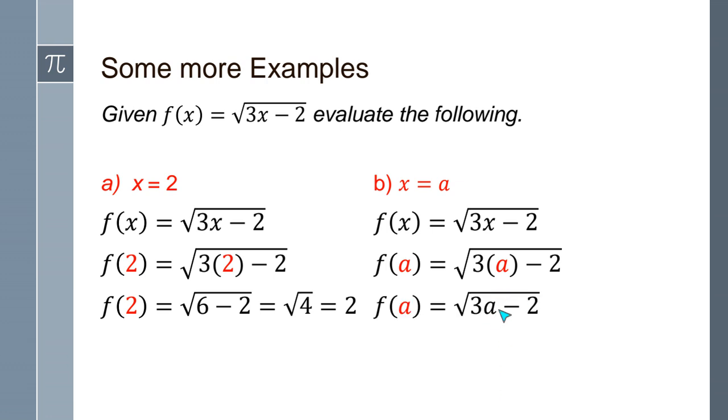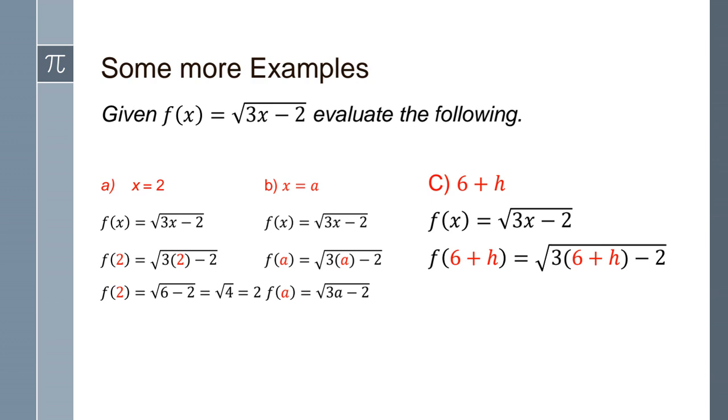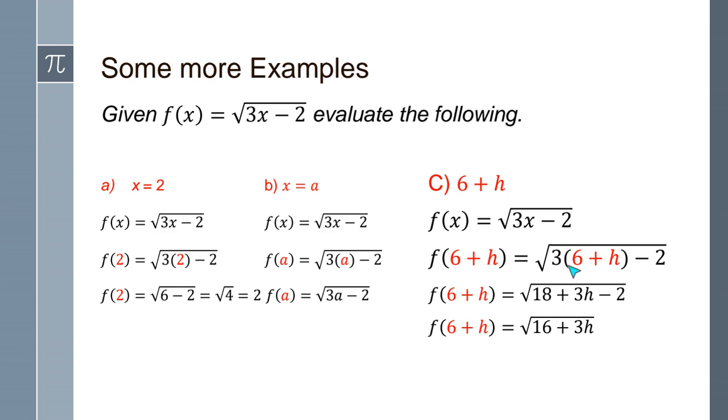And then letter C is 6 plus h. So everything here is going to replace x. So if my x is right here, I'm going to have 3 times 6 plus h minus 2. Then we want to simplify. 3 times 6 is 18. 3 times h is 3h. And then we have our minus 2. 18 minus 2 is 16 plus 3h. So that's going to be our answer here.